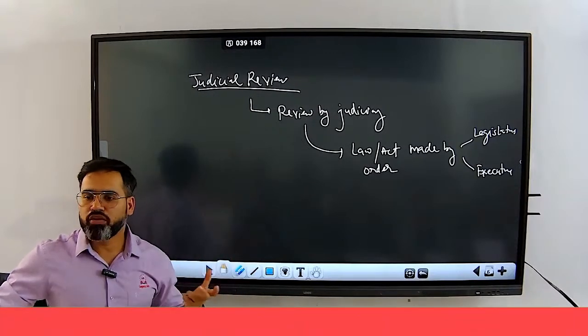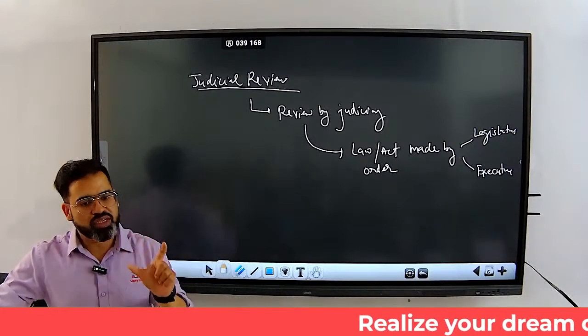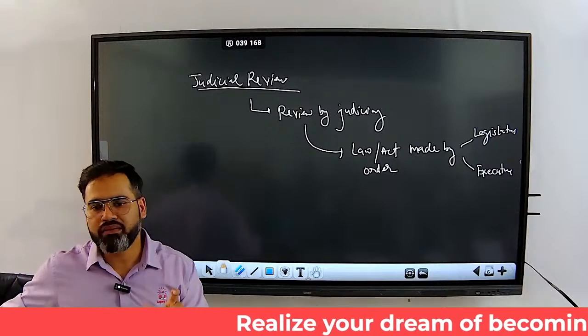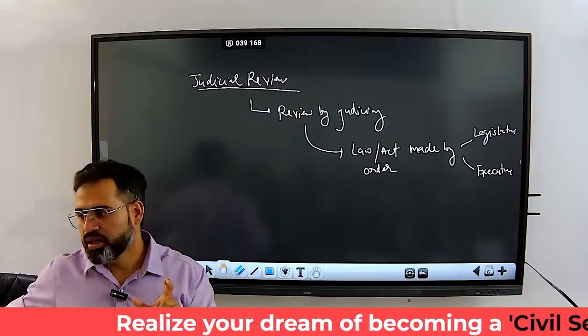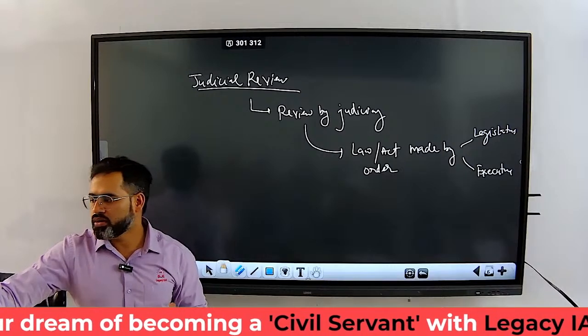So what is the background of that? From where are they getting this power? First, important: the term judicial review is not available anywhere in our constitution.